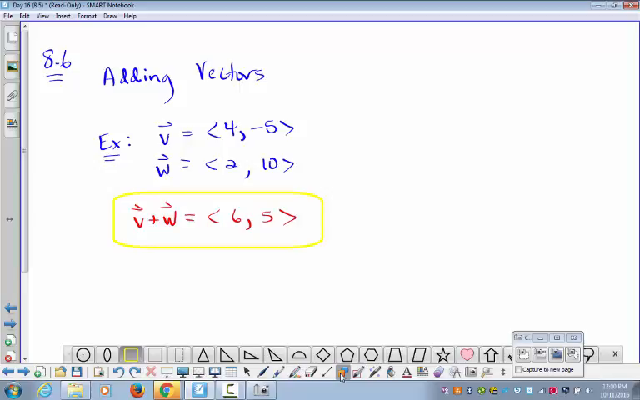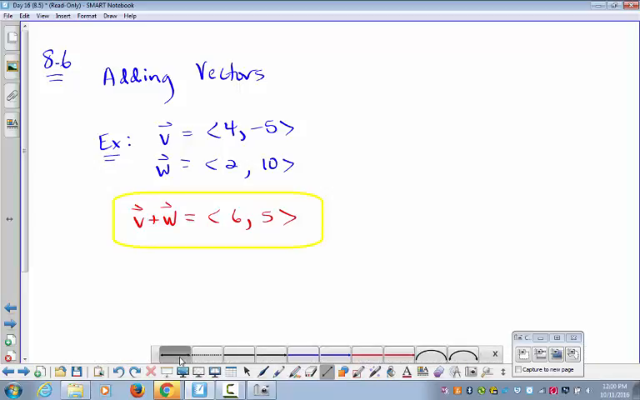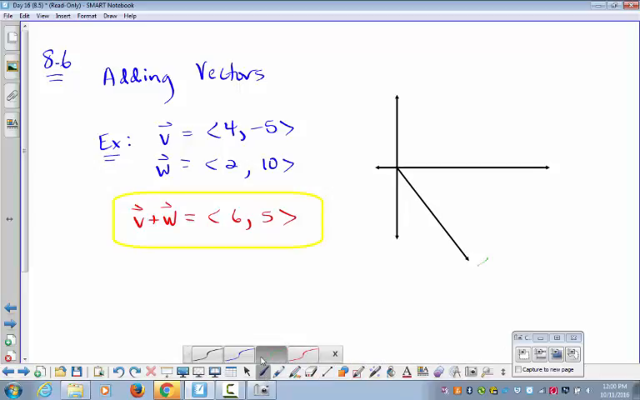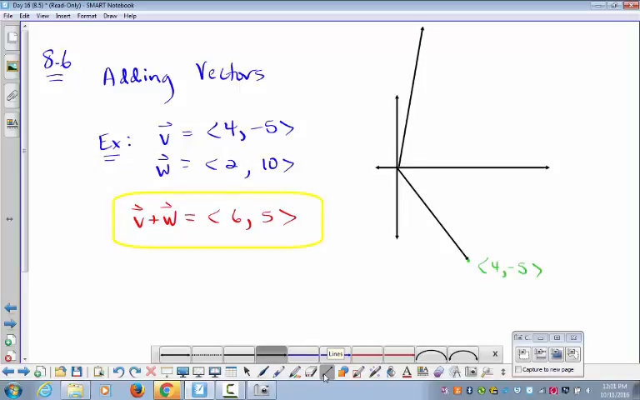And we can look at a picture of this and convince ourselves that this is reasonable. We look at the vector 4, negative 5. Let's see, 4, negative 5 would be a little steeper down. So let's suppose that's 4, negative 5. So we're ending right there, terminal point, 4, negative 5. And we look at the vector 2, 10. So 2, 10 is going to be up like that, way up there. 2 in the x direction, 10 in the y direction. So that's the vector 2, comma 10.